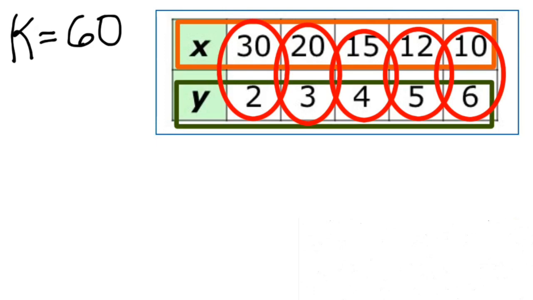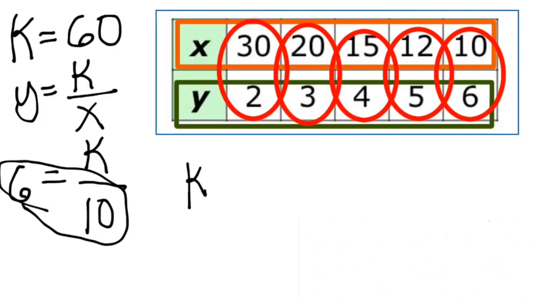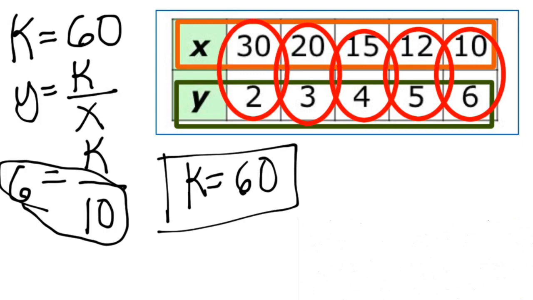Or, if we are going to use the solution, we can write down y equals k over x. And then, pwede tayong pumili ng kahit isang pares lang from the table. So, let us try 10 and 6. So, yung y, palitan natin ng 6 equals k over yung x, palitan natin ng partner niya, which is yung 10. So, let us cross-multiply. So, 6 times 10, k is equal to 60. So, the constant of variation is 60.